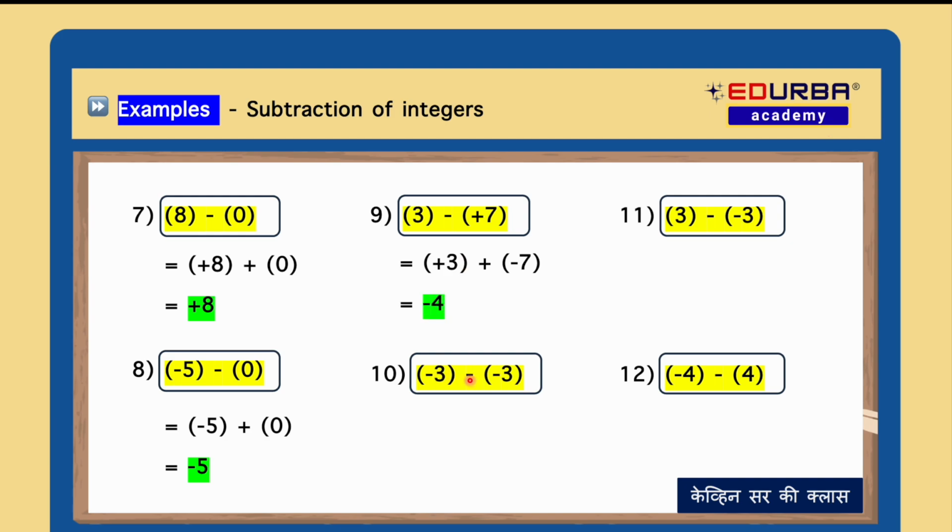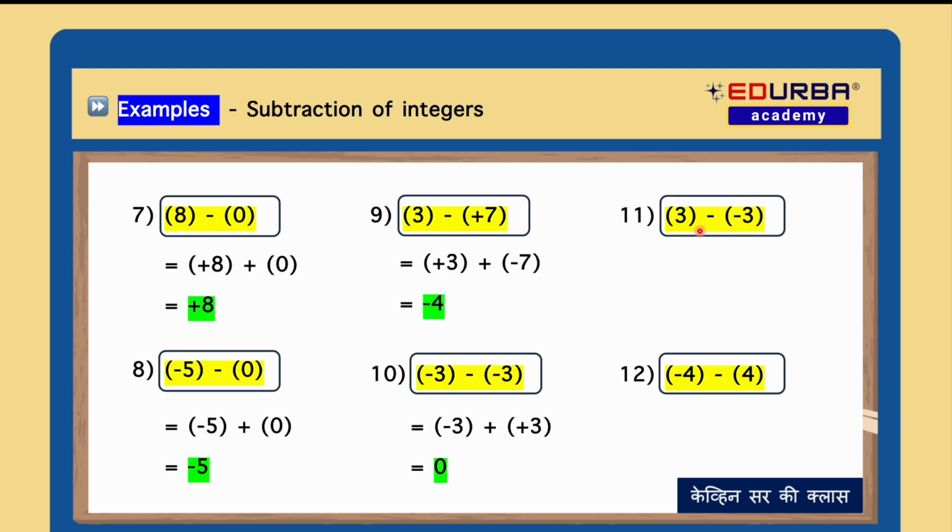Here we have minus 3 minus minus 3. So that will become minus 3. Negative becomes positive, minus 3 becomes plus 3. And then we have two opposite numbers which are added. Minus 3 plus 3. So we know that the answer is going to be 0. So when we add two opposite numbers, the answer is always going to be 0.